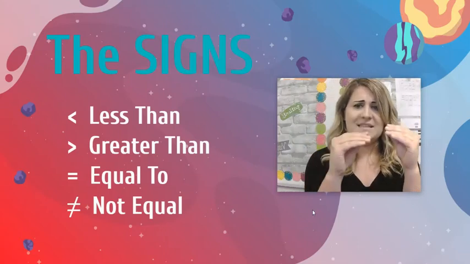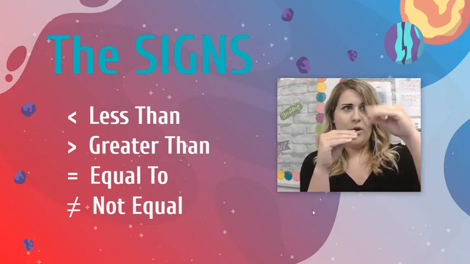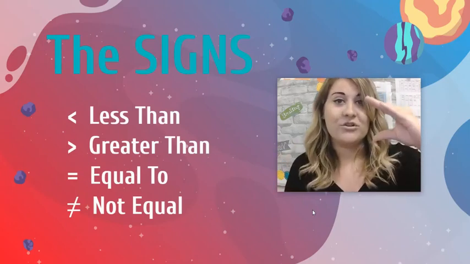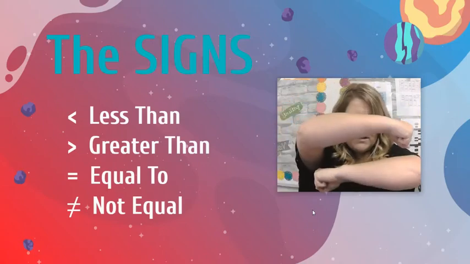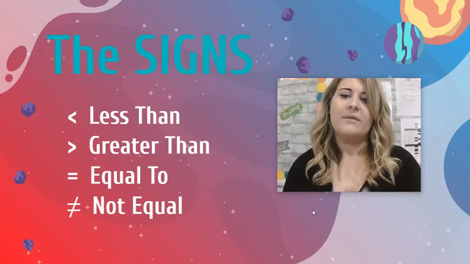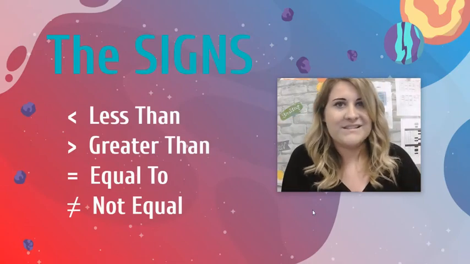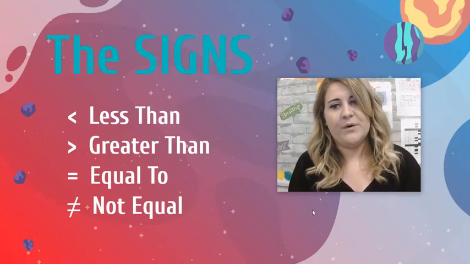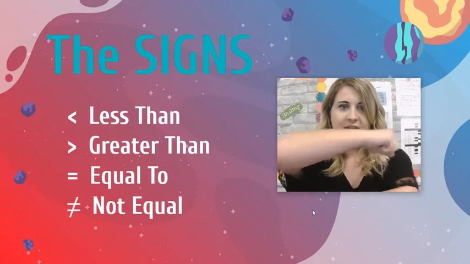And the poor less than hand is like, oh, I want to be the biggest one. But the right hand is like, no, I am greater. Okay, this is your greater than hand. Then we have our equal to sign. That means that the numbers are equal, okay? And then we have our fourth sign, the not equal sign. And because it's not equal, it's not that important. We're not going to really focus on that. We're talking about our less than, our greater than, and our equal to signs, okay?